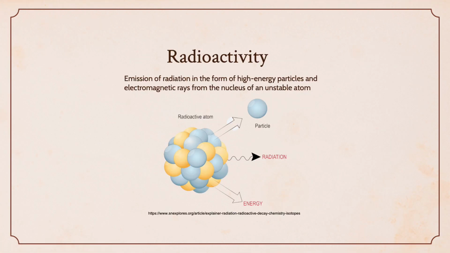Let's first discuss radioactivity. Radioactivity refers to the emission of radiation in the form of high energy particles and electromagnetic rays from the nucleus of an unstable atom. By emitting subatomic particles, the atom becomes more stable.